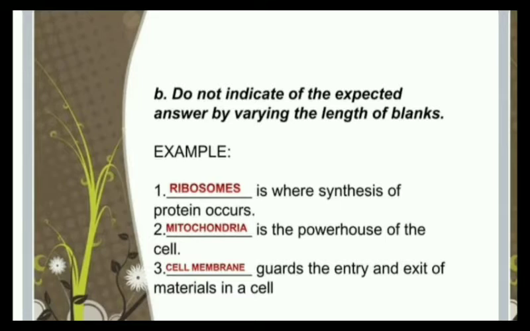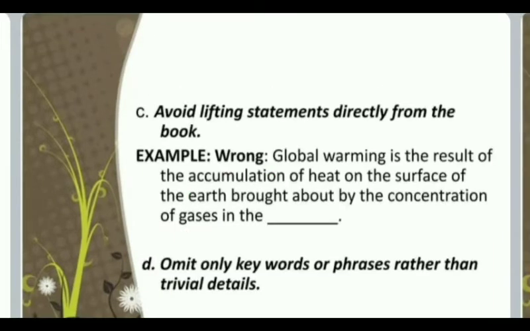Example, first: blank is where synthesis of protein occurs. Second: blank is the powerhouse of the cell. Third: blank guards the entry and exit of material in a cell. And the next is C. Avoid lifting statements directly from the book. This is the wrong example: Global warming is the result of the accumulation of heat on the surface of the earth brought about by the concentration of gases in the blank.